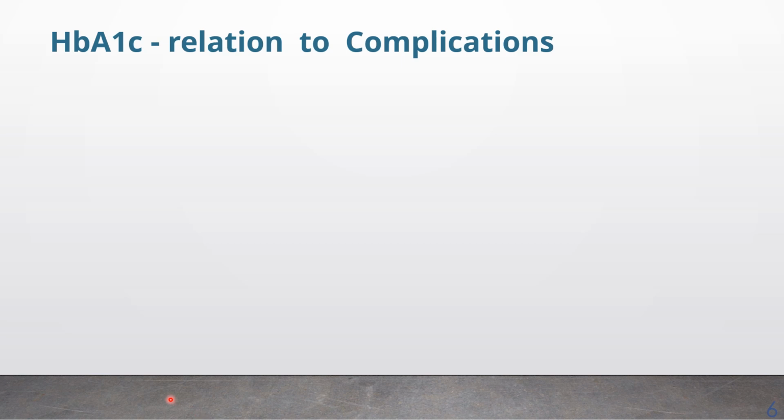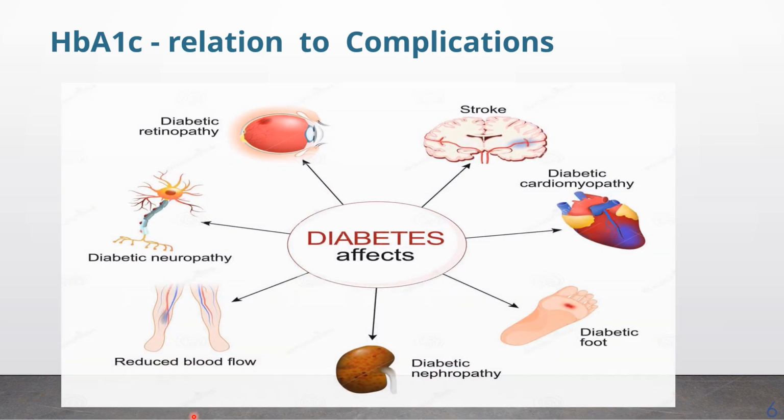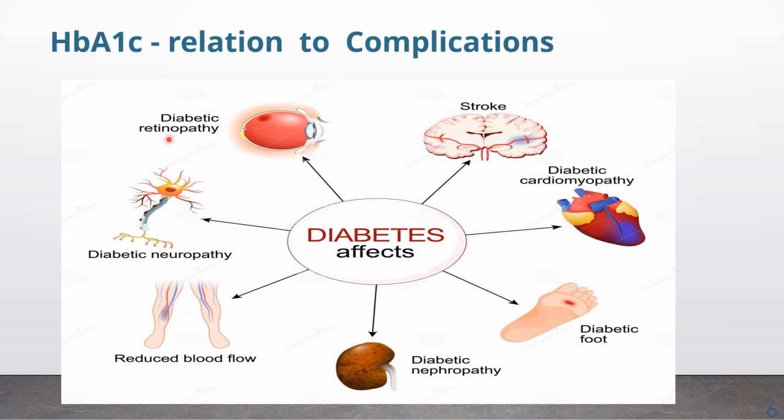Now we shall discuss HbA1c's correlation to the various diabetic complications. So what are the diabetic complications? They include diabetic retinopathy, diabetic neuropathy, stroke, diabetic cardiomyopathy, and diabetic nephropathy. All these complications of diabetes are more closely related to the HbA1c levels rather than the plasma glucose levels.